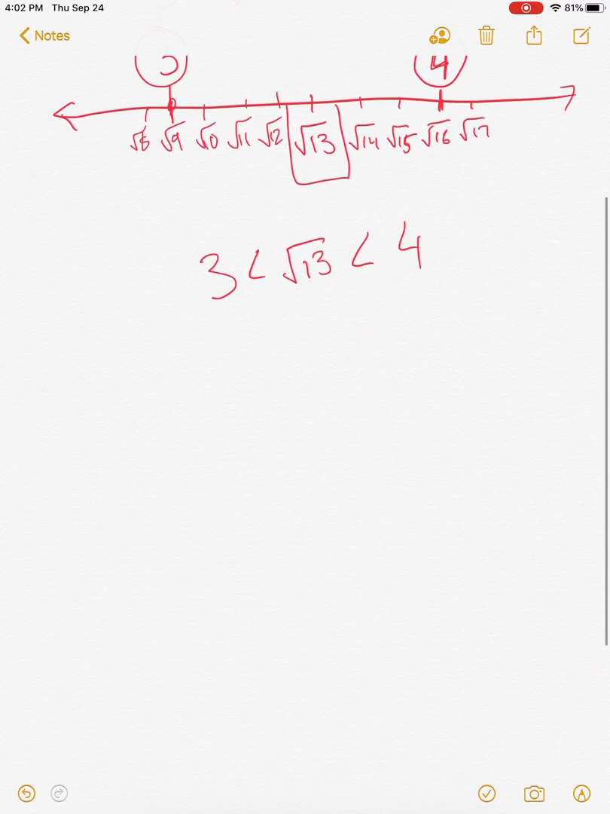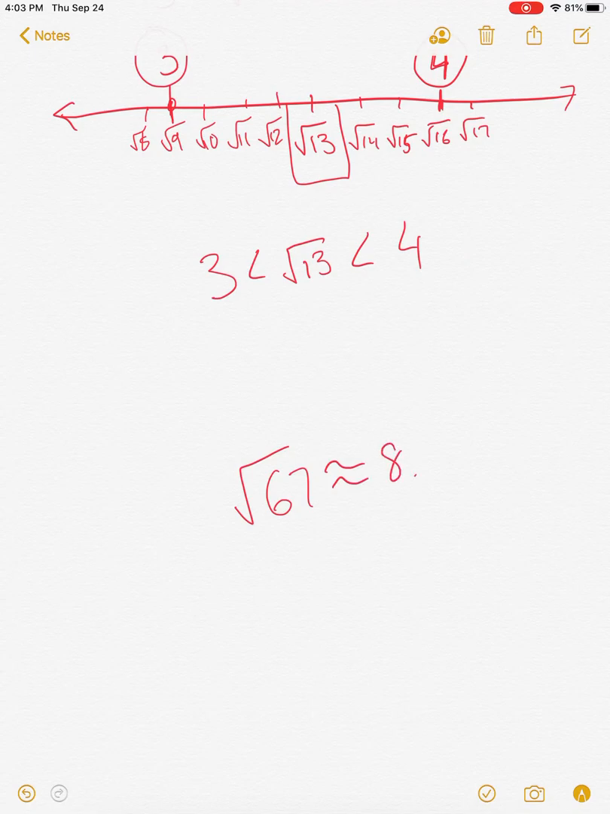So another example would be if we wanted to do, let's just say, square root 67. If we did square root 67, I could punch that in my calculator and get about 8.19, which would fall between 8 and 9. So I could say square root 67 is bigger than 8 and it's smaller than 9.